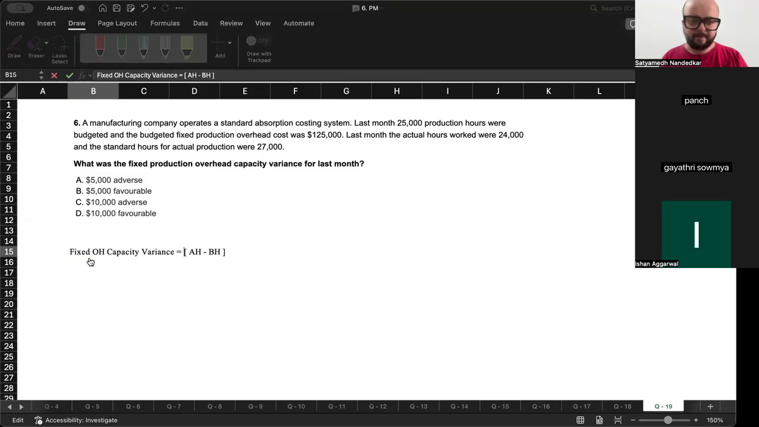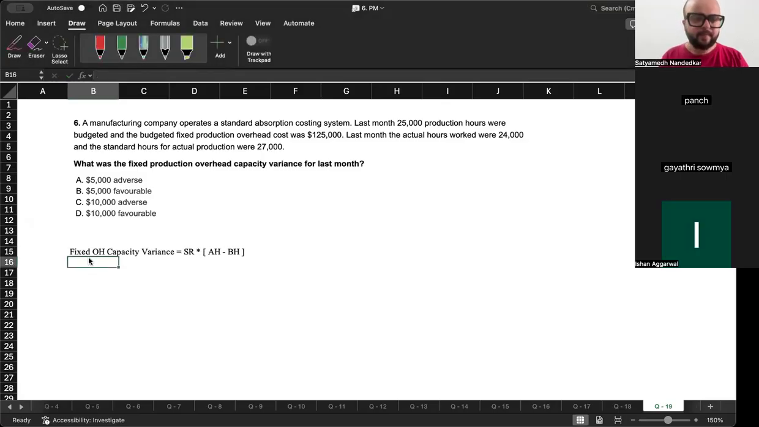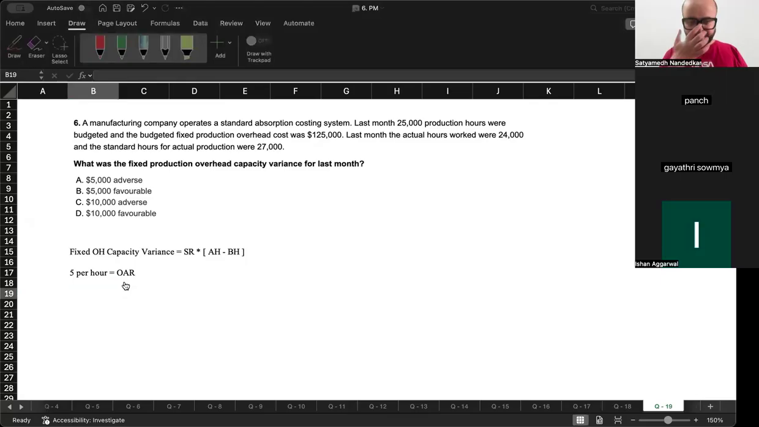Standard rate. A manufacturing company operates a standard absorption costing system. Last month, 25,000 hours were budgeted and fixed production overhead was 1,25,000. Last month, the actual hours worked were 24,000 and standard hours for actual production were 27,000. Actual hours minus budgeted hours. What is the standard rate? How much is your OAR? 5 per hour is OAR. Yes sir, 5 per hour is your OAR.